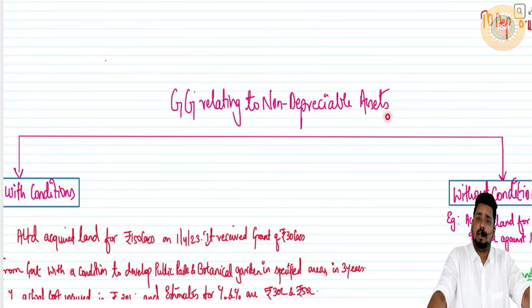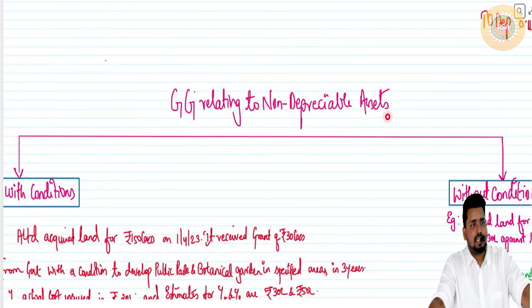So sometimes what happens? Government will give non-depreciable asset, say land. Okay, can land have depreciation? Generally, land has no depreciation. Why? Is there any exception? When can land have depreciation? When life is limited. Clear?